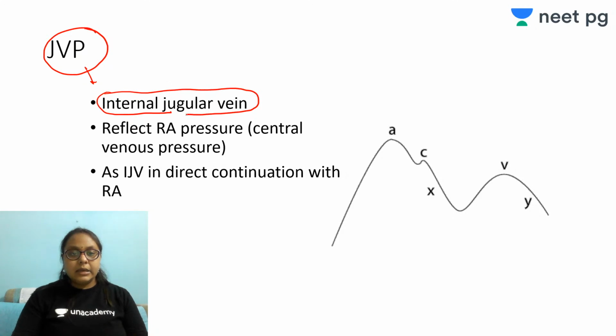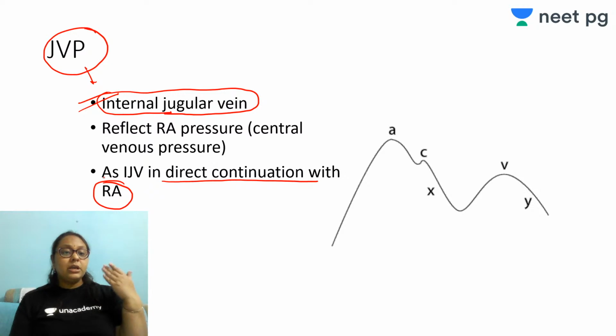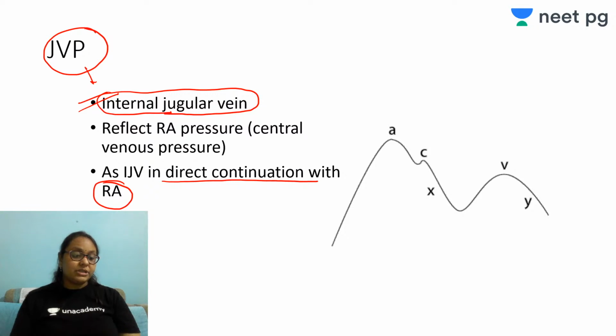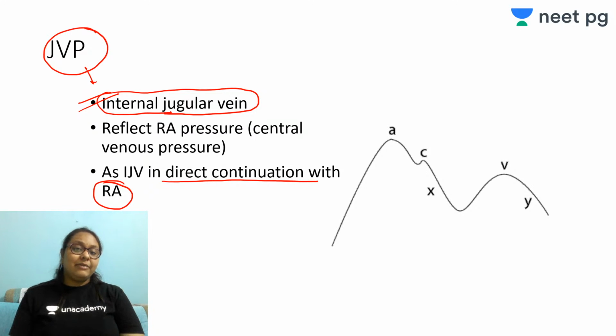Okay, the internal jugular vein is used to measure the jugular venous pressure. Why? Because this internal jugular vein is in direct continuation with the right atrium. So the jugular venous pressure is reflecting the right atrial pressure, which is the central venous pressure. I'm taking this topic today because tomorrow I'll be talking about CVP monitoring. So you should be thorough with the jugular venous pressure.